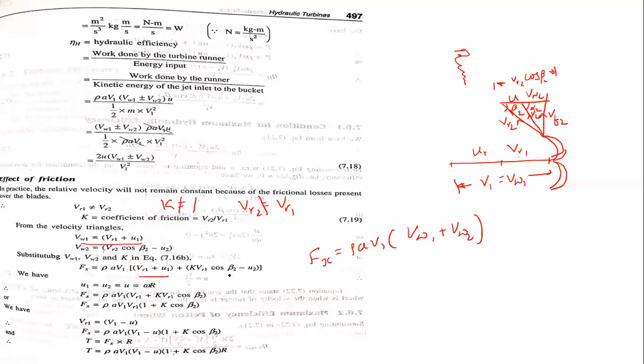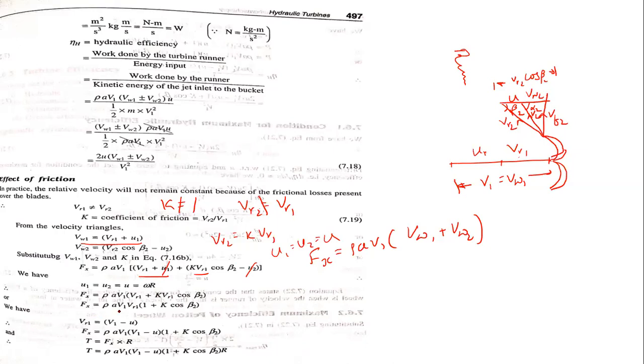VR2 cos beta 2 minus U. But what is VR2? VR2 is equal to K into VR1. So I am representing it as K into VR1 cos beta 2 minus U. So U will stay, omega R. U is equal to omega R, that we have already proved. So rho A V1 VR1 plus K VR1 cos beta 2. This and this will cancel because both are same, U1 is equal to U2 is equal to U. So therefore we can write VR1 plus K VR1 cos beta 2.